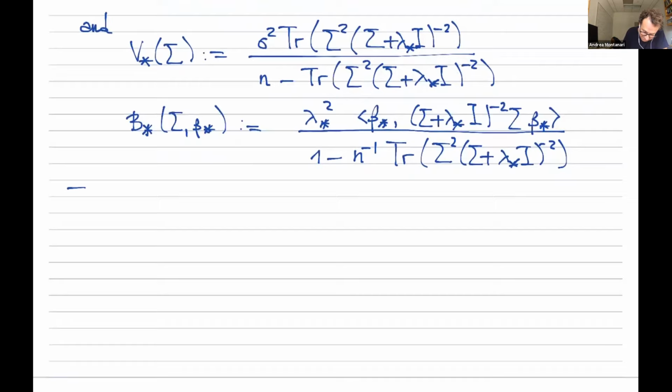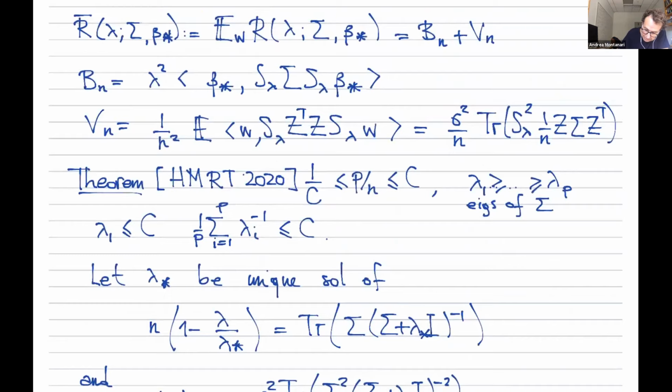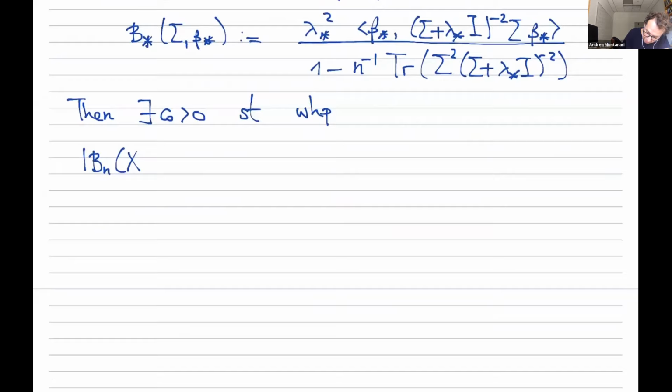There exists a positive C0, depending on the constant C at the beginning, such that with high probability, and the paper gives some bound on the probability, the bias, which I should call really Bn of Z, lambda and beta star, minus this predicted bias goes to zero, and the same for the variance.